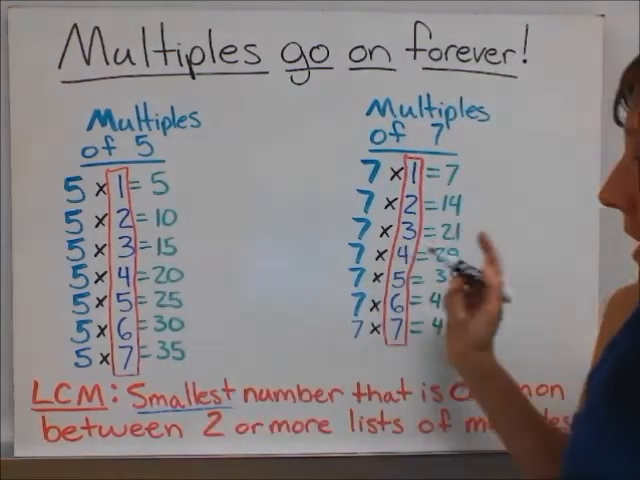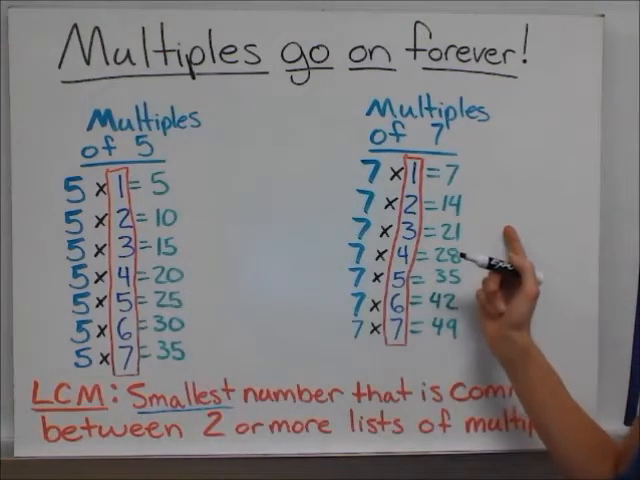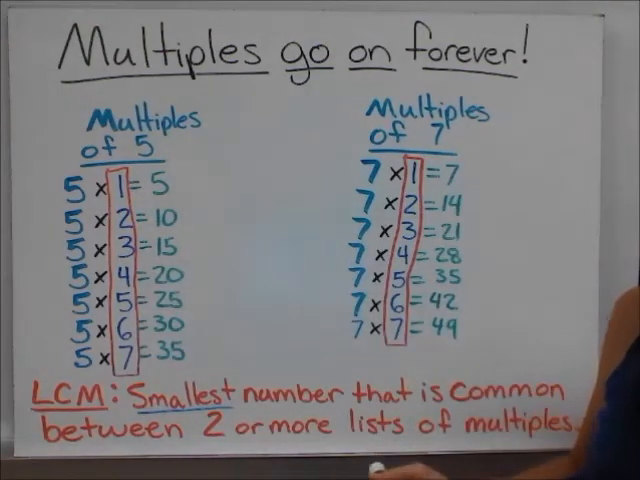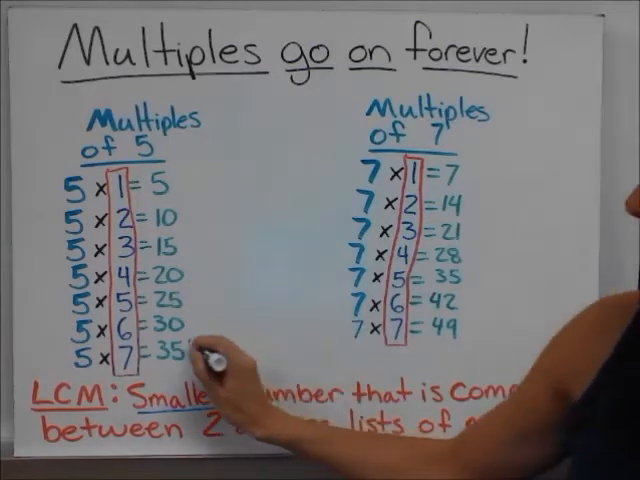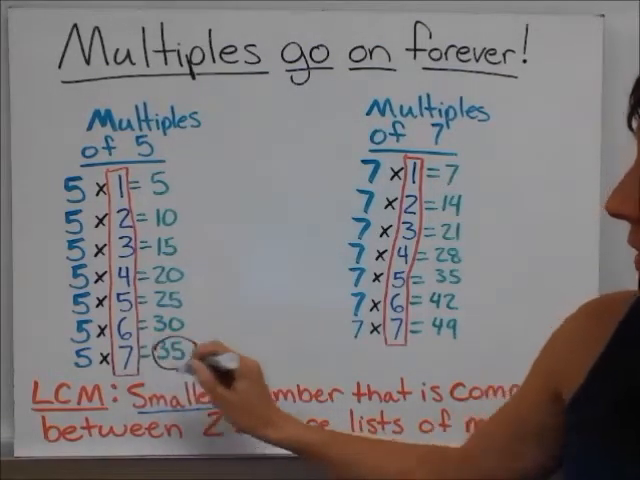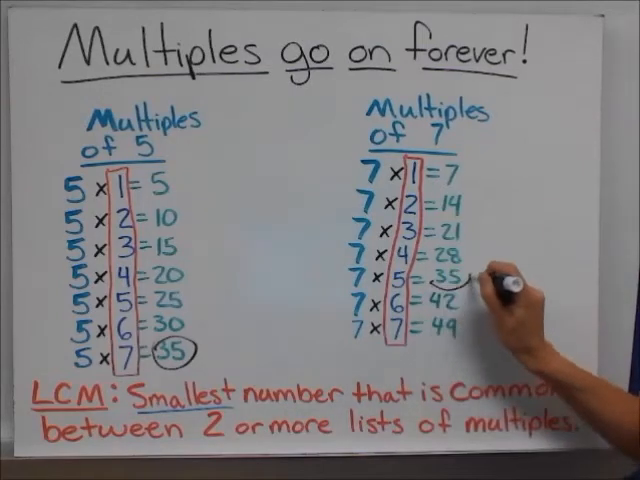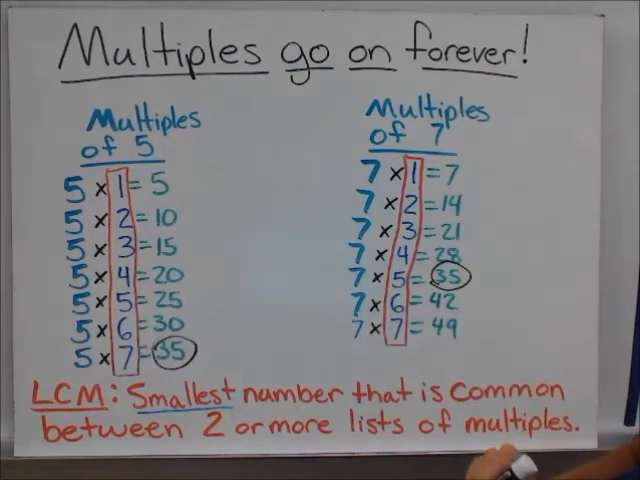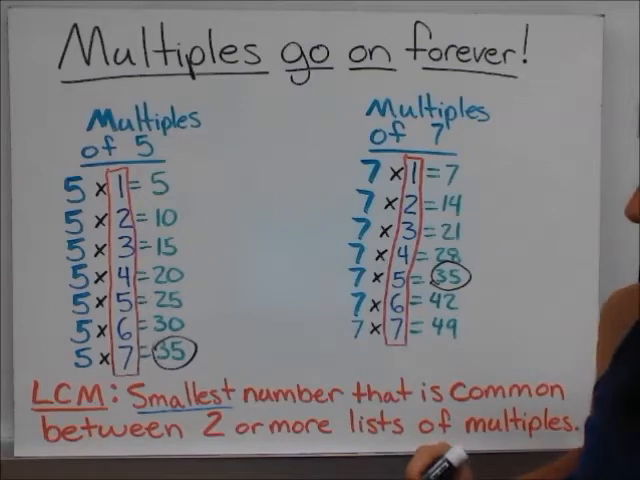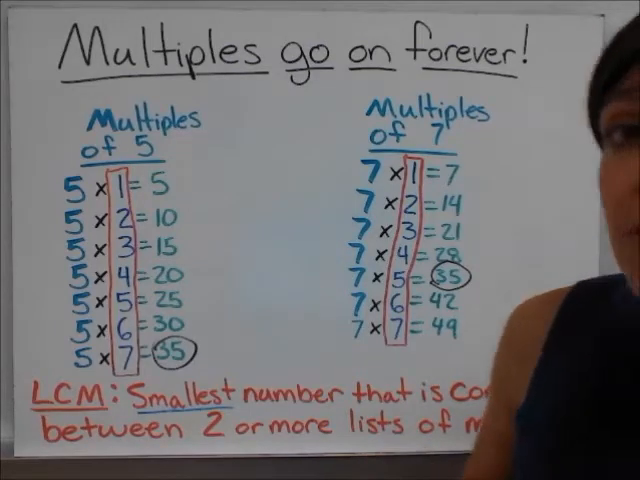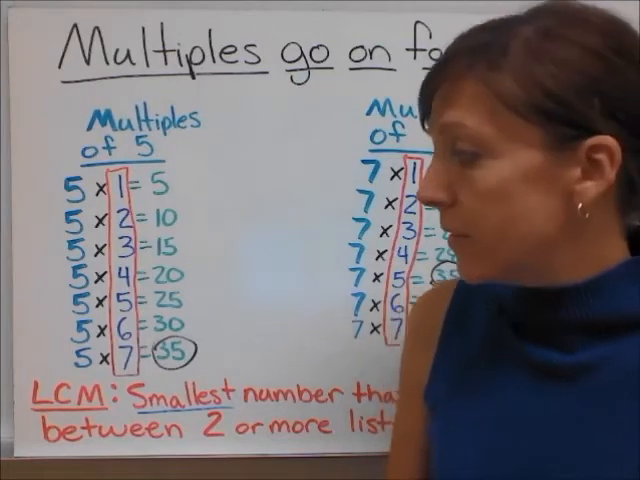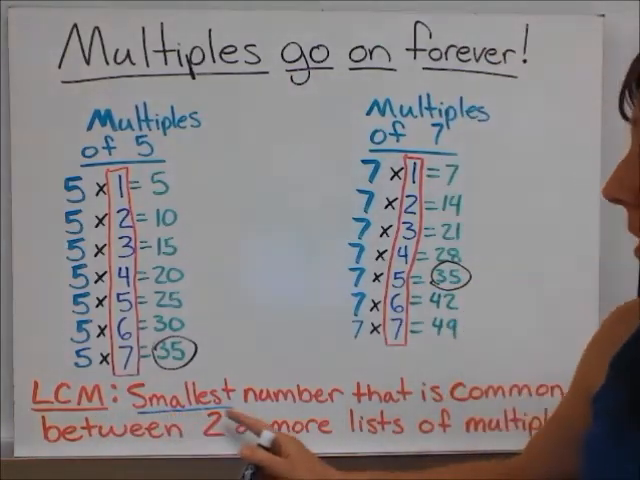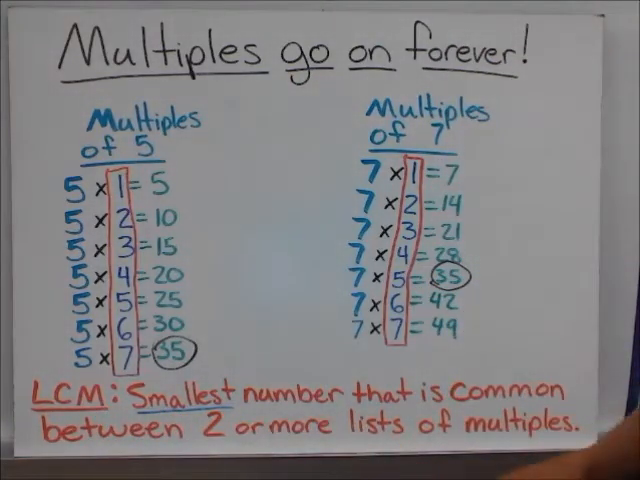Let's look at both lists, the multiples of 5 and the multiples of 7, and see if we can see anything that they both have in common. I see on the 5 list 35, and I also see 35 on 7's list. So the smallest multiple that they both have in common seems to be 35. So the least common multiple is the smallest number that is common between two or more lists of multiples.